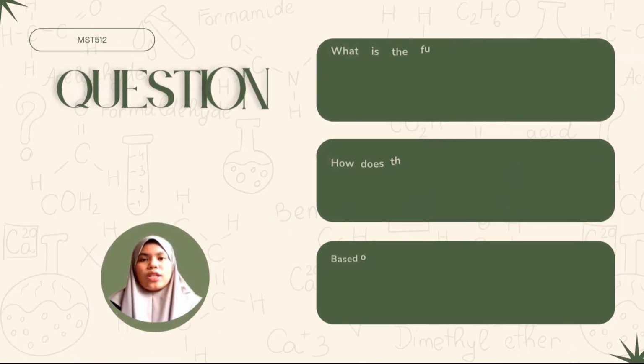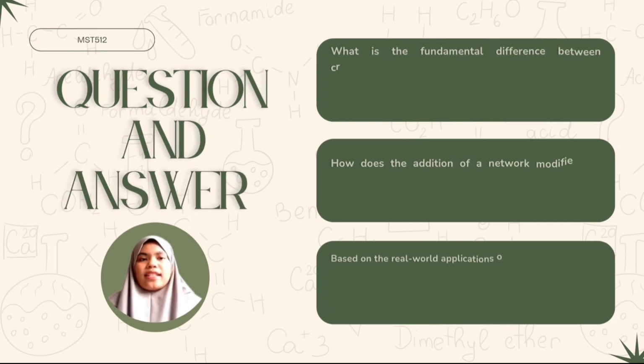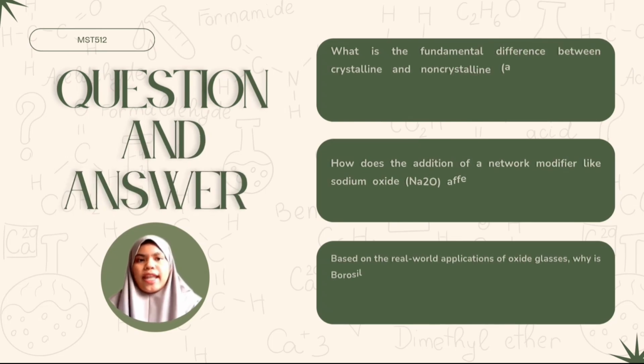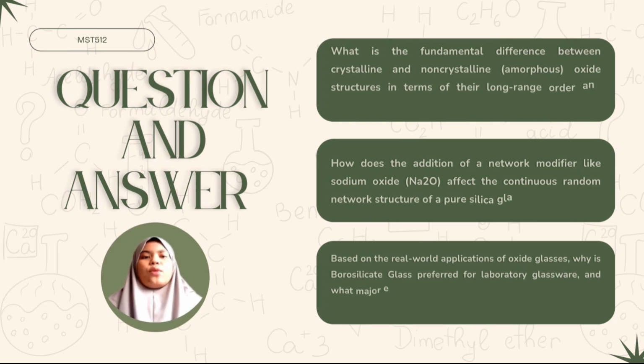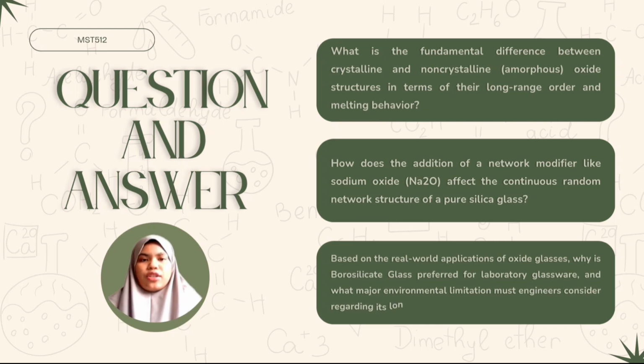To wrap up our discussion on oxide glasses, now let's review a few key questions that highlight the fundamental concepts that we have covered. The first one looks at the core distinction between crystalline and non-crystalline structures, specifically focusing on their long-range order and how it influences their melting behavior. The second one is the role of network modifiers, such as sodium oxide, and how they fundamentally alter the continuous random network of pure silica glass.